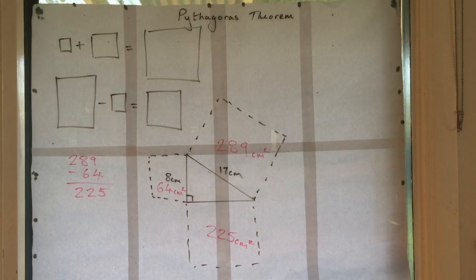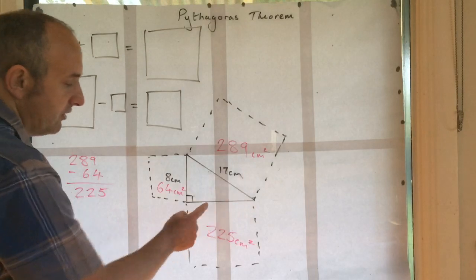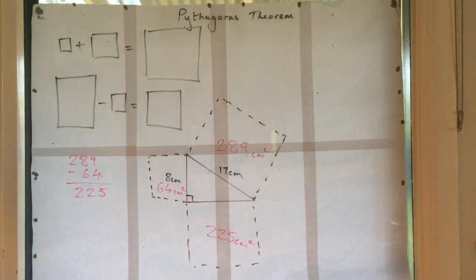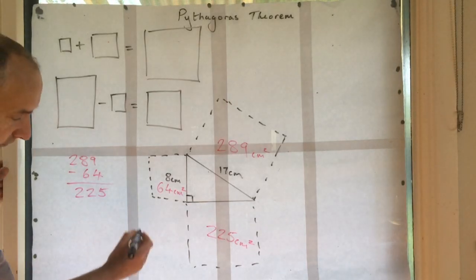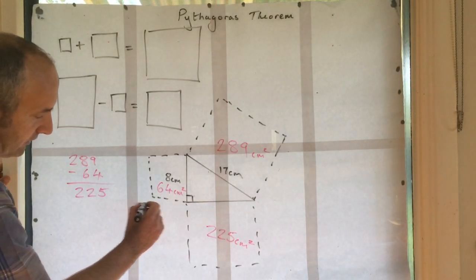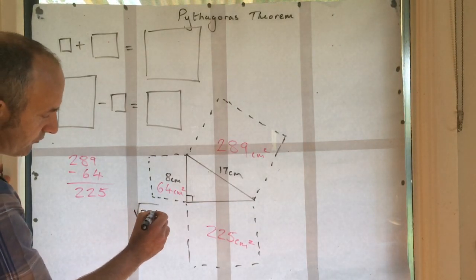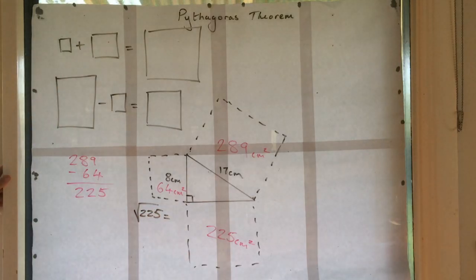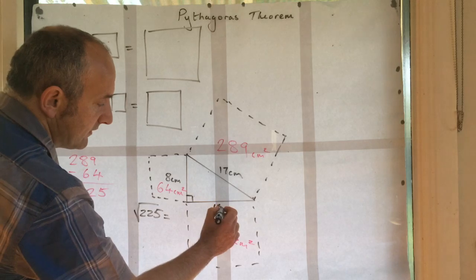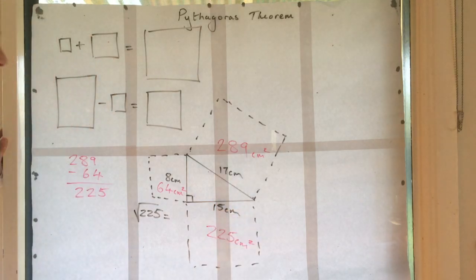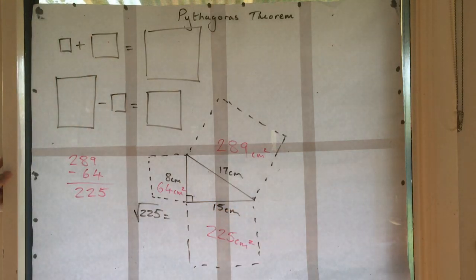So now I think to myself, right, okay, what multiplied by itself is 225? Well, I'm going to find out, because I'm going to enter it on my calculator. Square root 225, and what do I get when I enter that? I get 15 centimetres. So I know that third side is 15 centimetres.